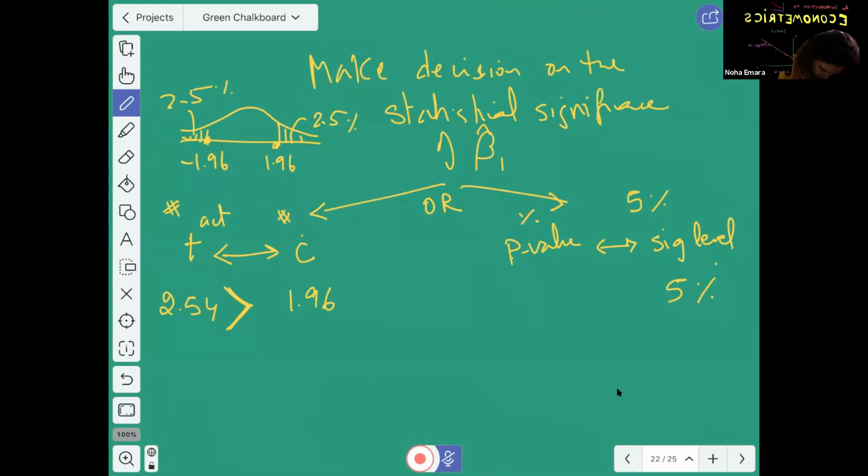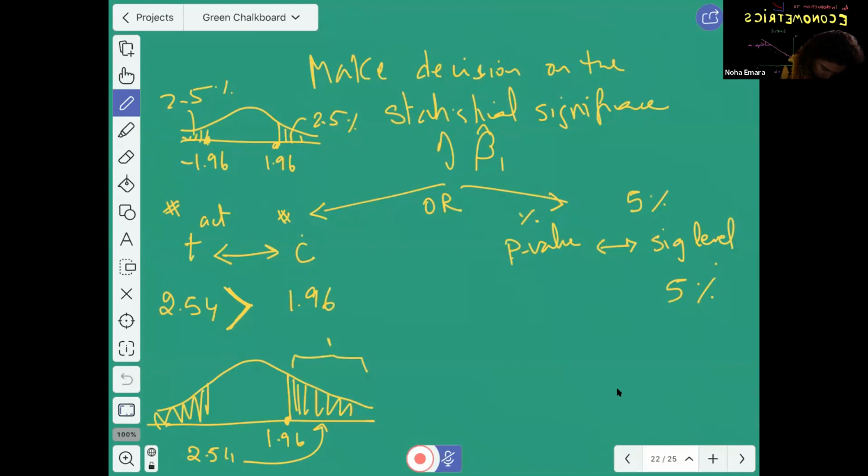So if I have here this one, and this is the 1.96, the 2.54 is somewhere here. It's in the rejection region. And this is also a rejection region, right? So my conclusion is reject the null.